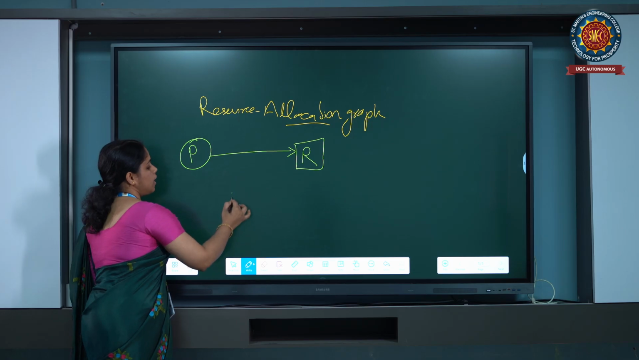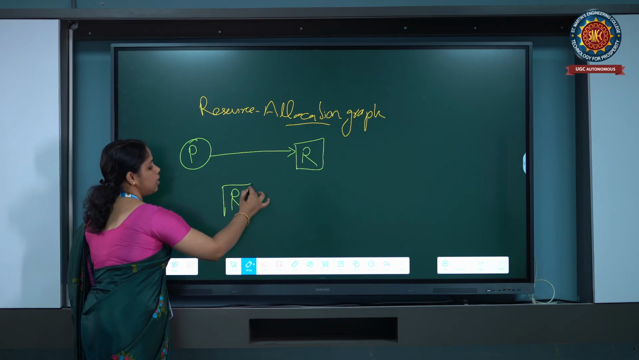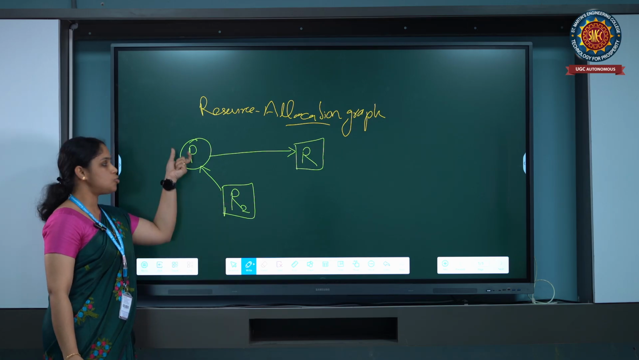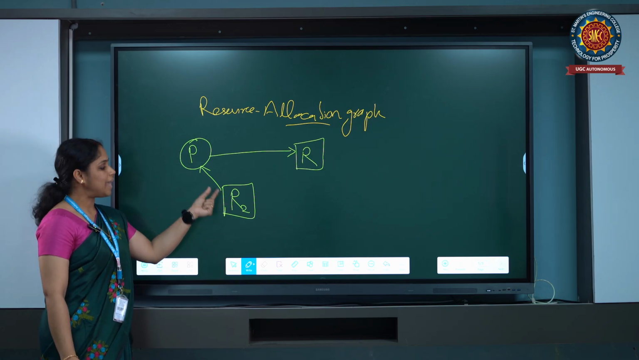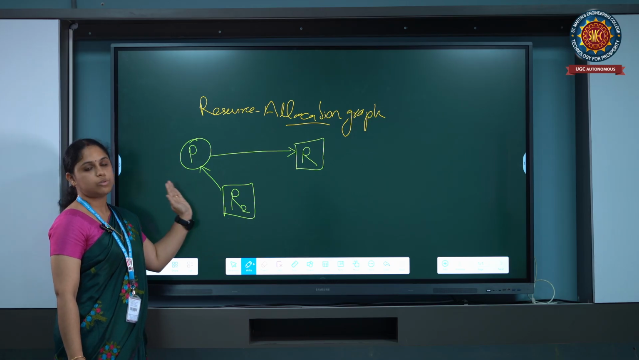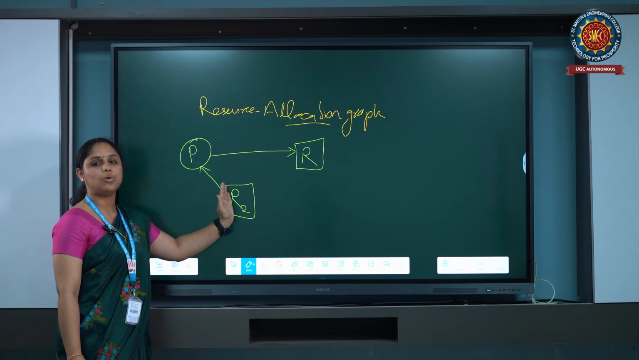Just like that, if there is another resource and the arrow is coming from the resource to the process, the meaning is that particular resource is already allocated to the process P. So this is the meaning of resource allocation graph.